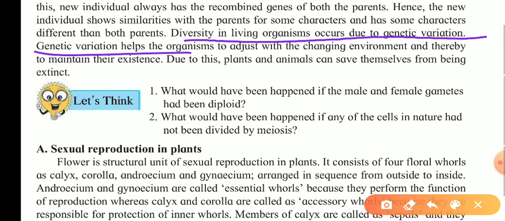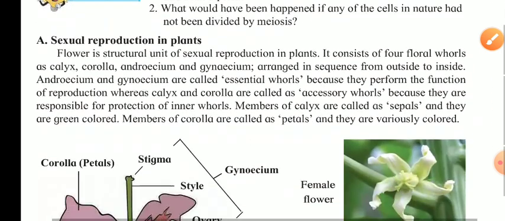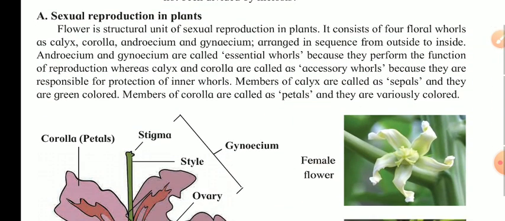Species will be same, only some of the characters will be different. Now next we are moving ahead, and we will discuss sexual reproduction in plants. When we talk about sexual reproduction in plants, the flower is the main part of the reproduction. The flower is a structural unit of sexual reproduction.